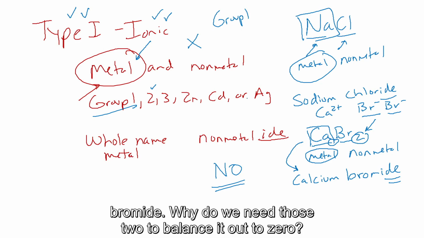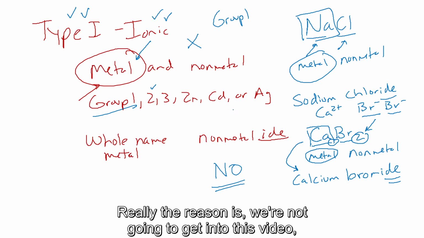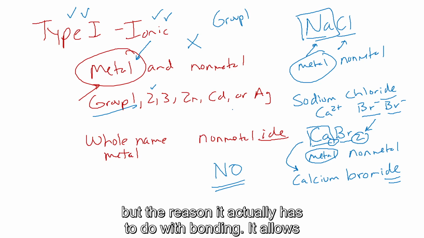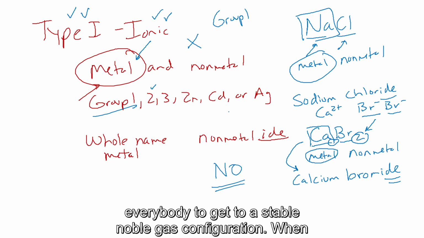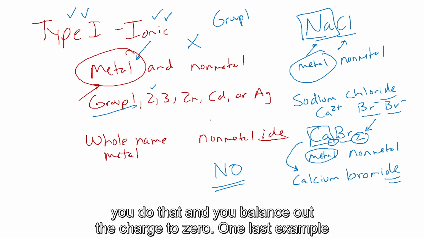Why do we need those 2 to balance it out to 0? Really, the reason is, we're not going to get into it in this video, but it actually has to do with bonding. It allows everybody to get to a stable noble gas configuration when you balance out the charge to 0.